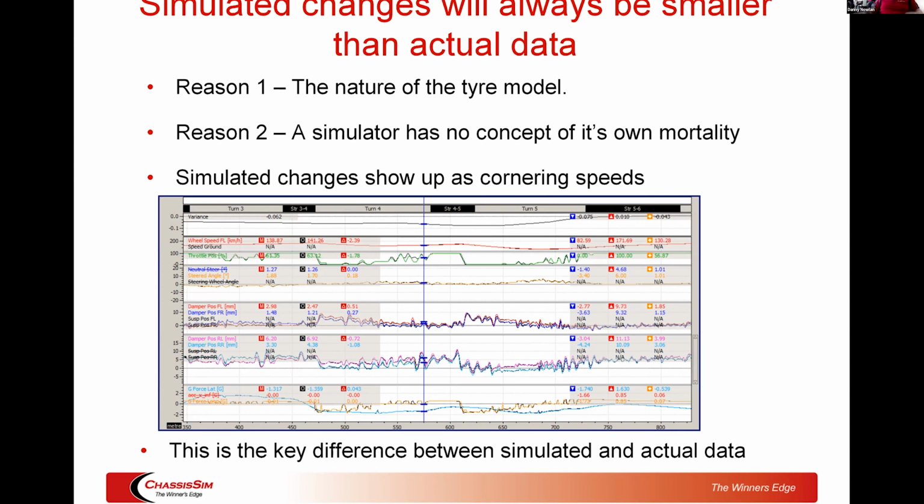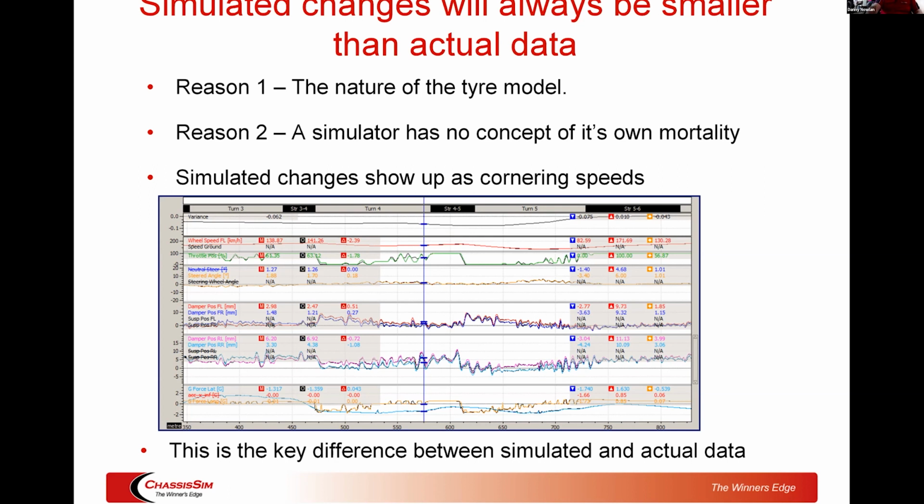So consequently, when you take a look at simulated data, you'll have very small changes in steer angle. You'll have very, very small changes in throttle. But where the changes show up is in cornering speeds. And that is a key difference between looking at simulated and actual data.